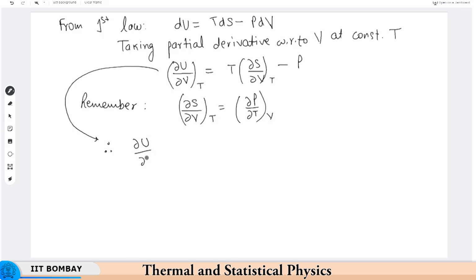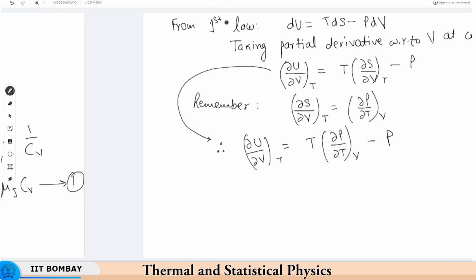So, del U by del V at constant T is equal to T times del P by del T at constant V, minus P. So, I have just substituted del S by del V with del P by del T.